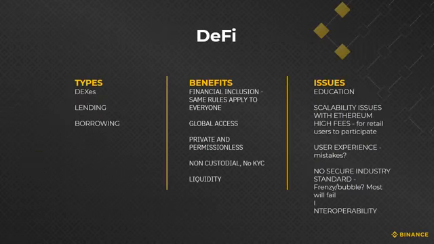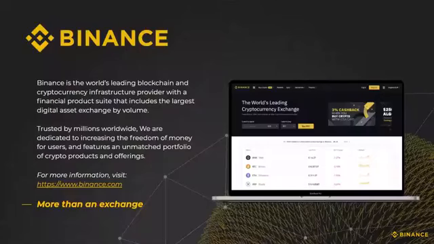So let's look at DeFi. DeFi covers lending and borrowing. The benefits are financial inclusion and the same supply to everyone. The world can use this. It's private and permissionless, non-customizable, with no KYC and liquidation. Then there are issues to do with education, and scalability issues with Ethereum, with high fees for all retail users. So that's DeFi.